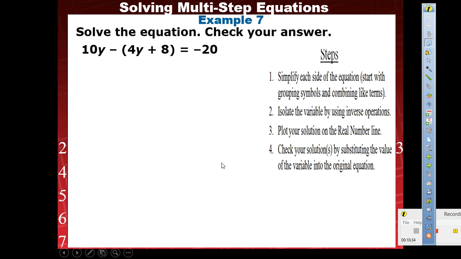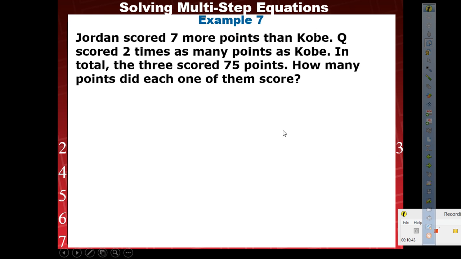Here we go. Copy this one, please. Example 7. It says, Jordan scored 7 more points than Kobe. Q scored 2 times as many points as Kobe. In total, the 3 scored 75 points. How many points did each one of them score? Copy that, please, and then we'll go over this together.